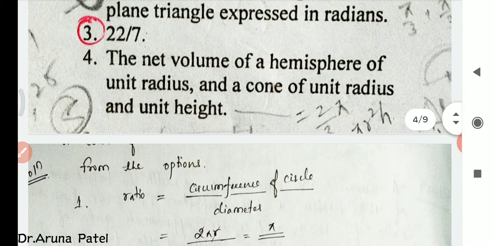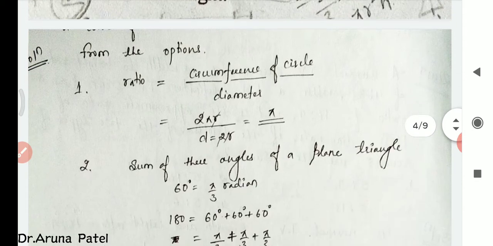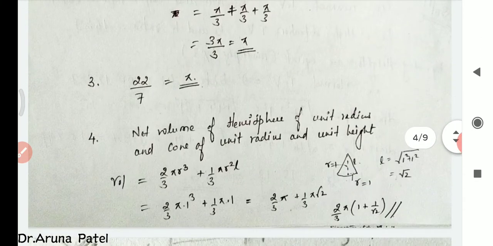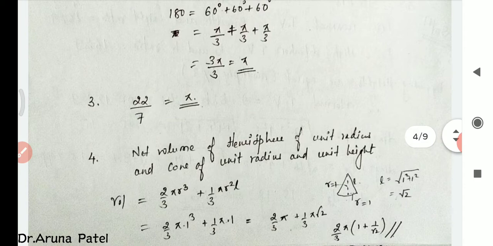Now the fourth is the net volume of a hemisphere of unit radius and a cone of unit radius and unit height. So here we have to find the net volume of the hemisphere of unit radius and the cone of unit radius and unit height. The volume for a hemisphere equals 2 by 3 pi r cube, and then a cone of unit radius and unit height.